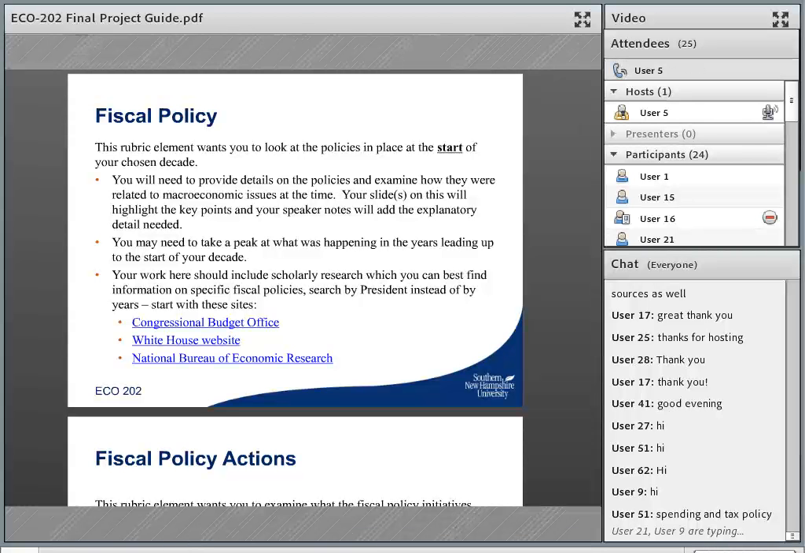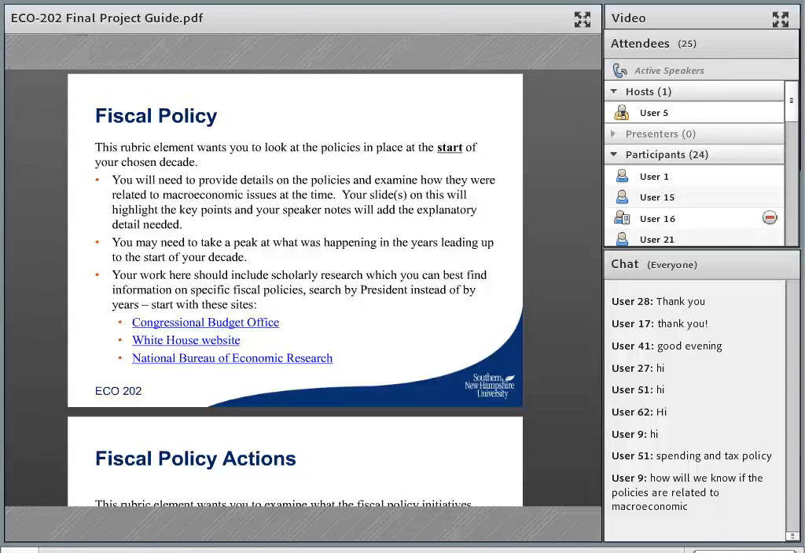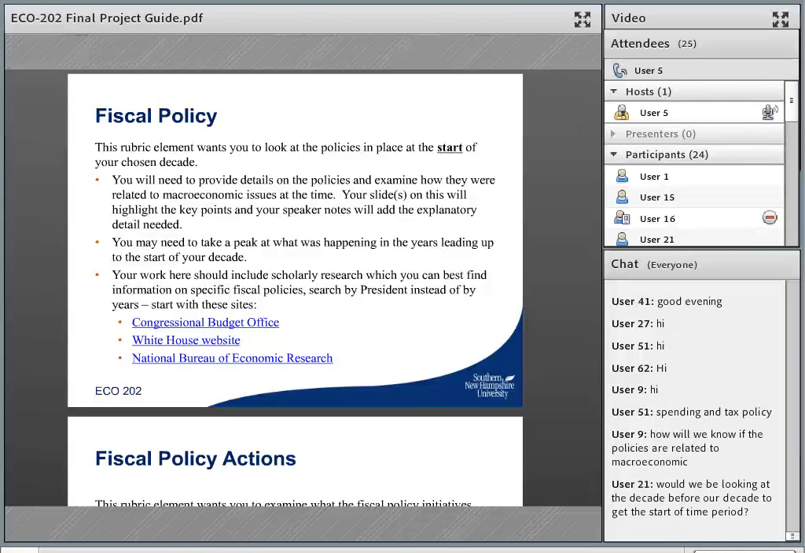So for the first element, you're going to sort of lay the groundwork for what fiscal policy looked like at the very start of your chosen decade. Because fiscal policy is in response to the current economic climate, it's always changing and adjusting. It doesn't stay the same for very long. Congress votes on changes to taxation and spending all the time. So within a 10-year time period, there's definitely going to be some change. So you want to lay the groundwork in this first element, in this first slide, and talk about what it looked like at the start of your chosen decade.